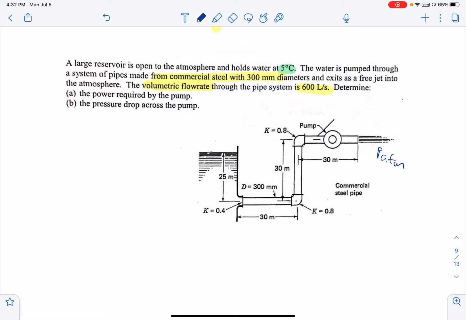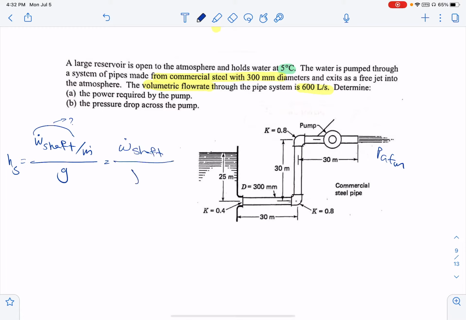For finding the power, we know that the formula is W dot of shaft over M dot G, which is going to be our HS. So we can solve it for W dot, or also we can have W dot of shaft over gamma Q. If I solve it for that, W dot of shaft is gamma Q times HS. So here we need to know what HS is.